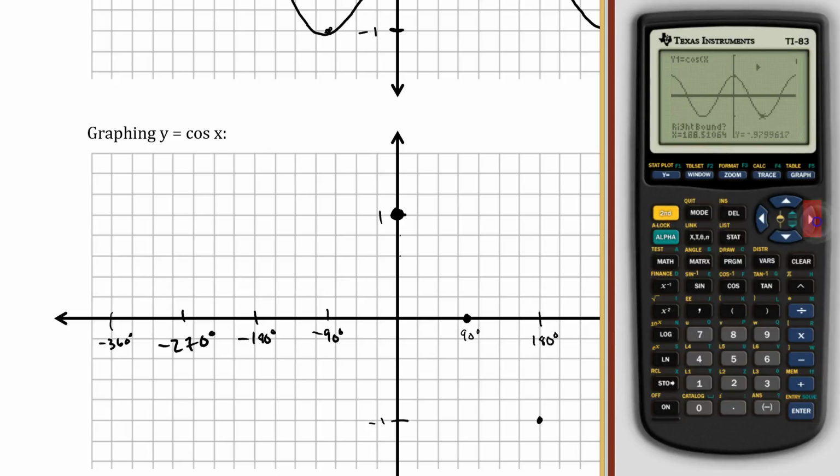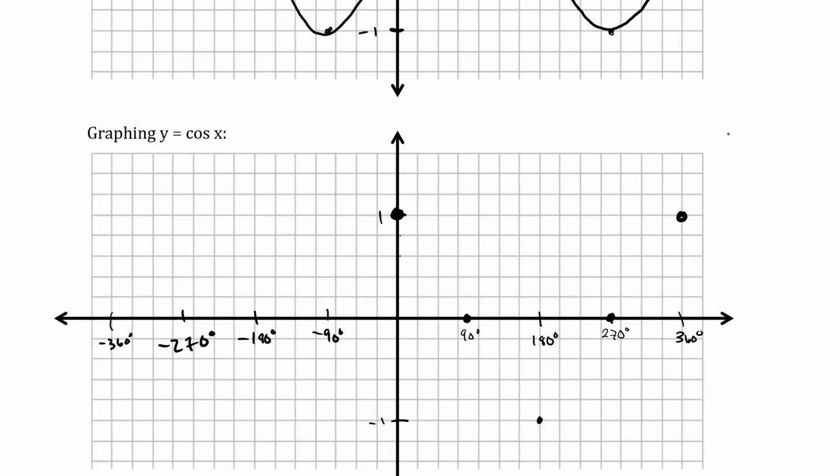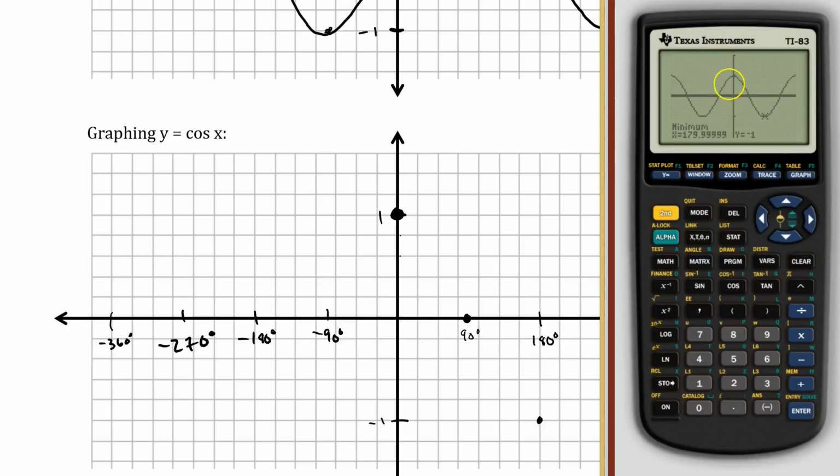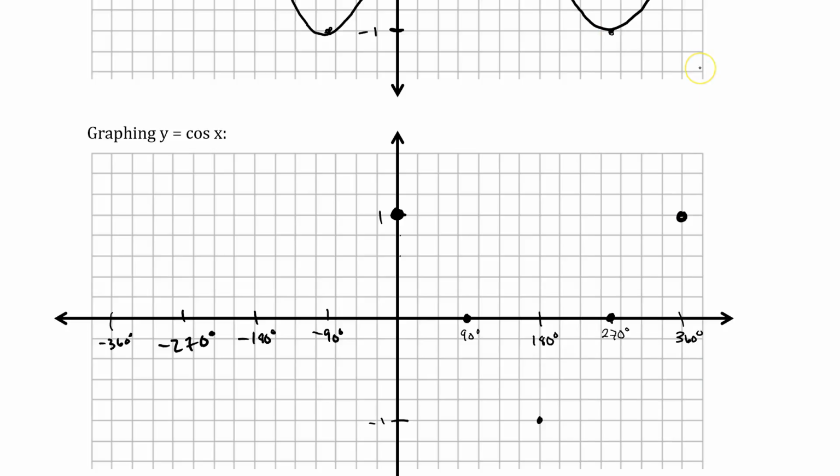Enter. Enter. Enter. And look at that. 179.999999999 forever. So essentially, this is kind of the same thing as 10 to the negative 13. Essentially, it is going to be at 180. And we notice that it's actually symmetrical. It's perfectly symmetrical.